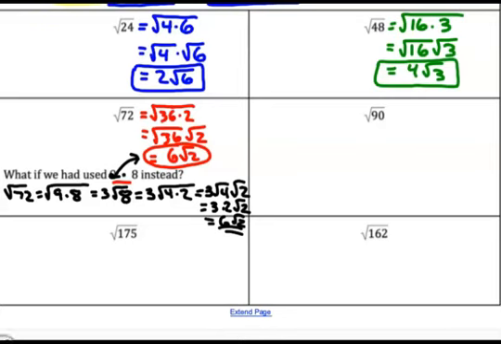Okay, let's do square root of 90. We have square root of 9 times 10, right? Which is the square root of 9 times the square root of 10, which is 3 square root of 10.